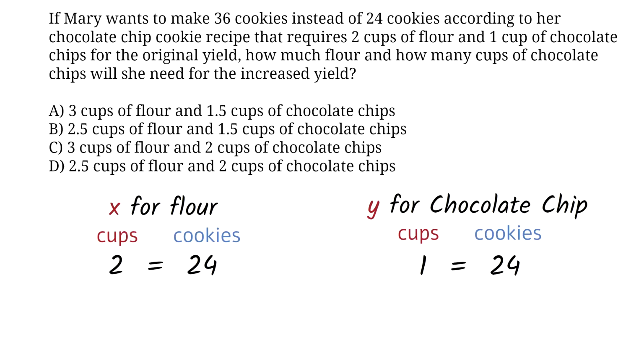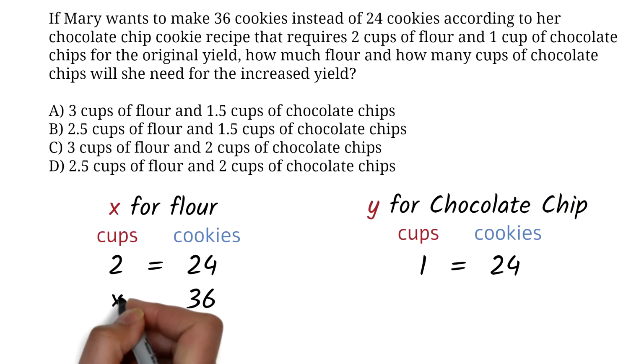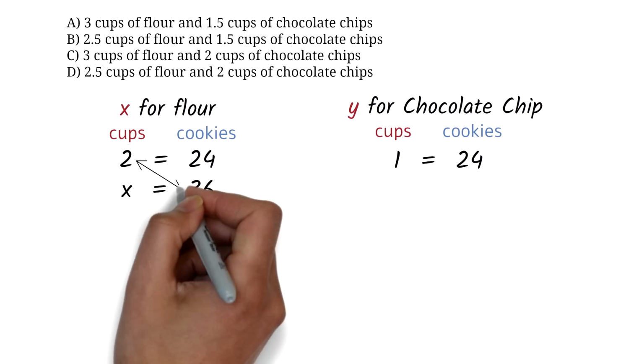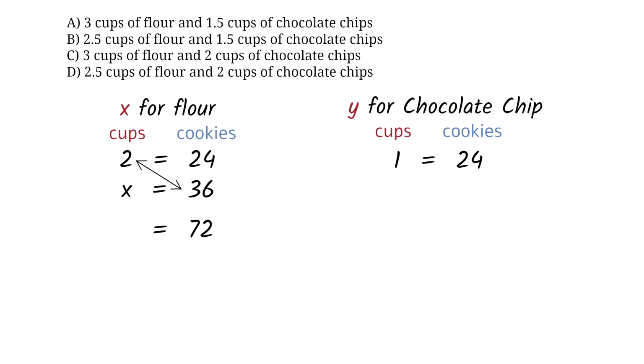Then we will set up the unknown. We know she wants to make 36 cookies, so we put it here. We don't know how many cups of flour she'll use, so we represent it by X. Once we have set up our proportion, we will cross multiply. 36 times 2 is 72. Then X times 24 is 24X.